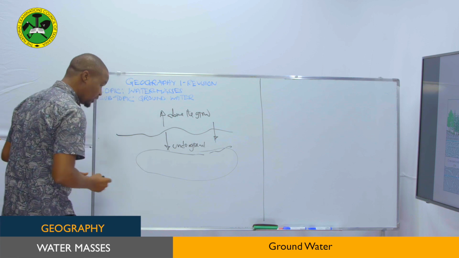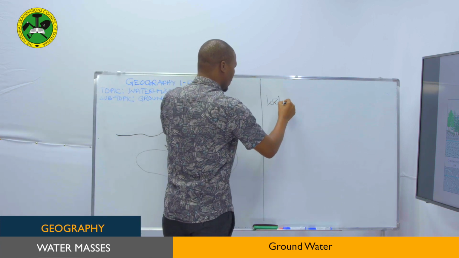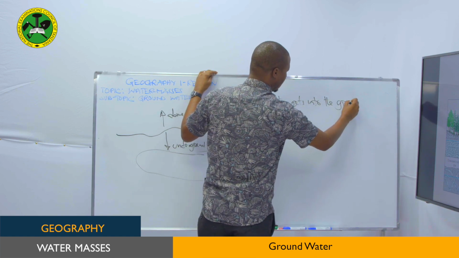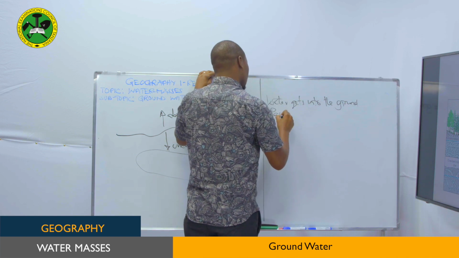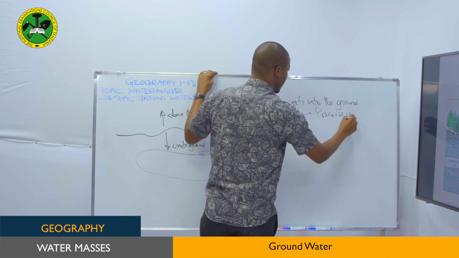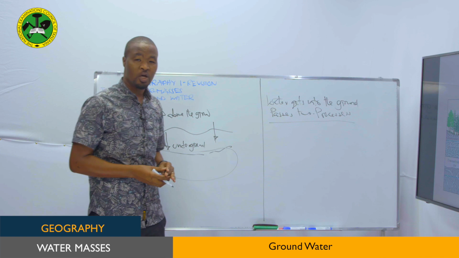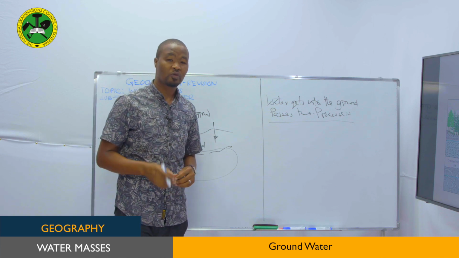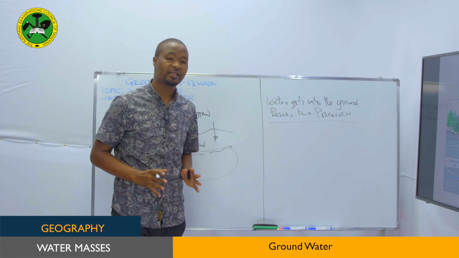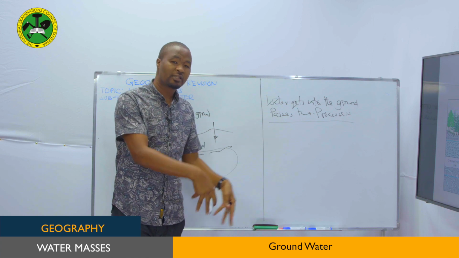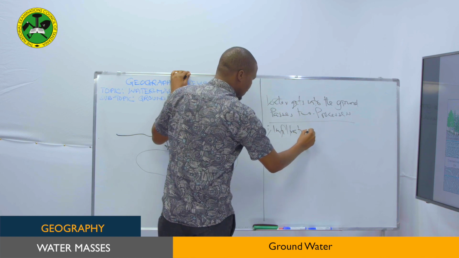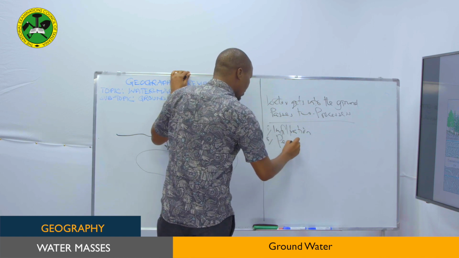Then from there, we say water gets into the ground. When water gets into the ground, it normally passes two processes. We have what we call infiltration, and we have what we call percolation. These are two processes which water undergoes as it flows down inside the ground. The first process we call infiltration, and the second process we call percolation.